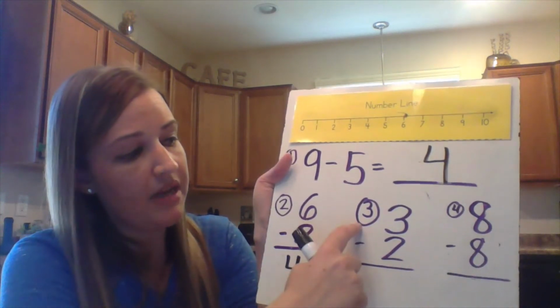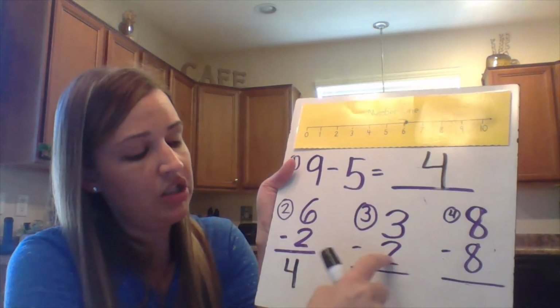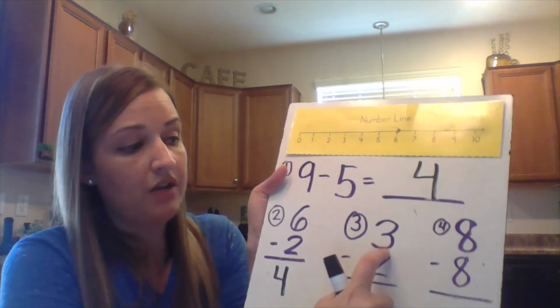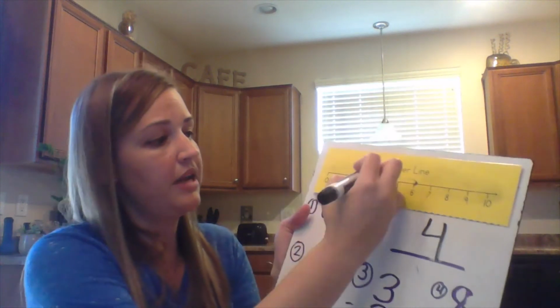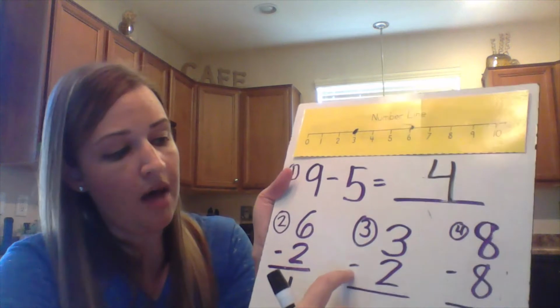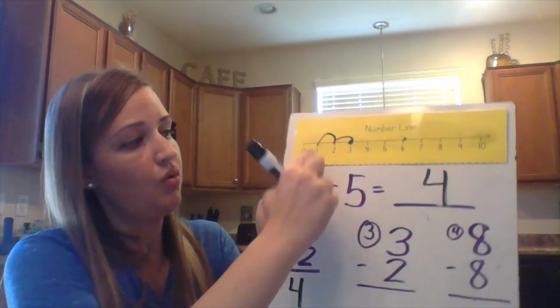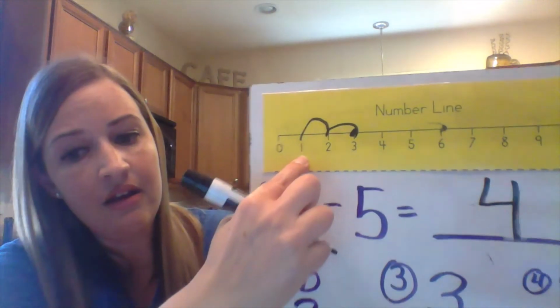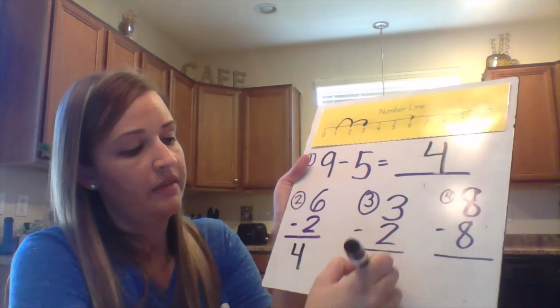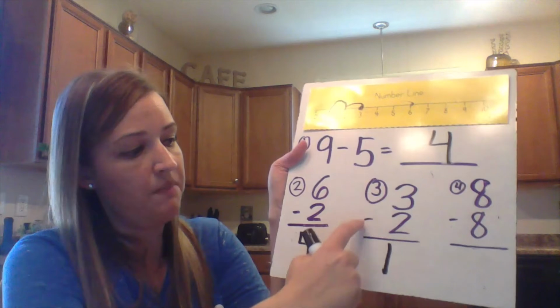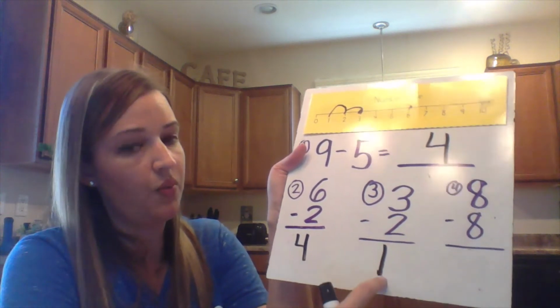Let's do number 3. It says 3 minus 2 equals blank. I'll start on my number line with number 3. And I'm going to hop backwards 2 times. 1, 2. What did I land on? 1. Now my problem says 3 minus 2 equals 1.